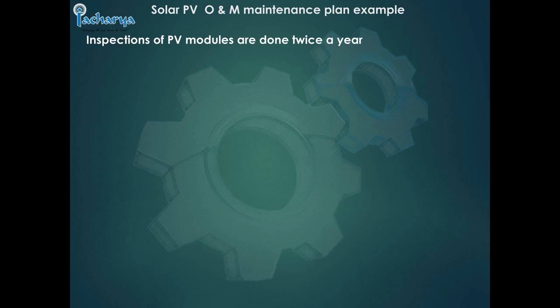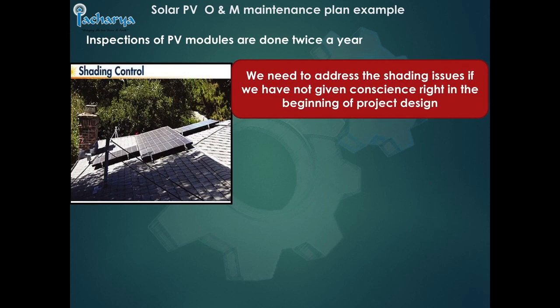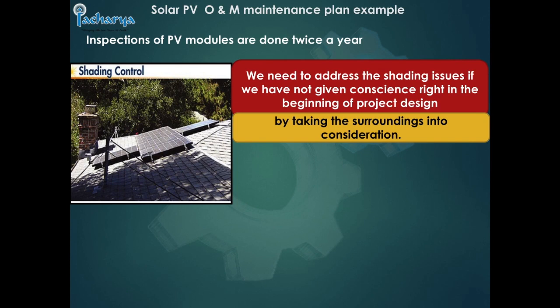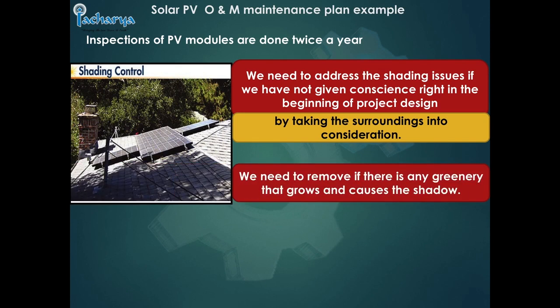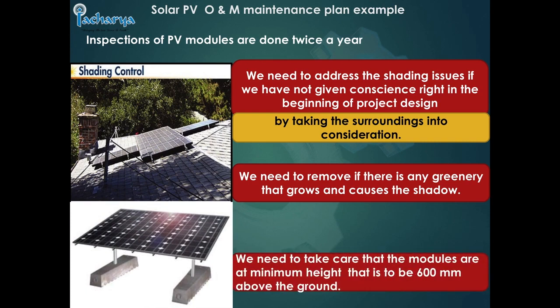Inspections of PV modules are done twice a year. We need to address the shading issues if we have not gotten the design right in the beginning of the project, by taking the surroundings into consideration. We need to remove any greenery that grows and causes shadow. We need to take care that the modules are at a minimum height of 600 mm above the ground.